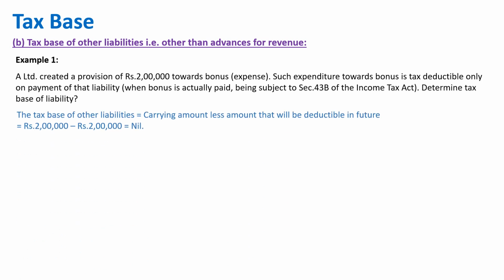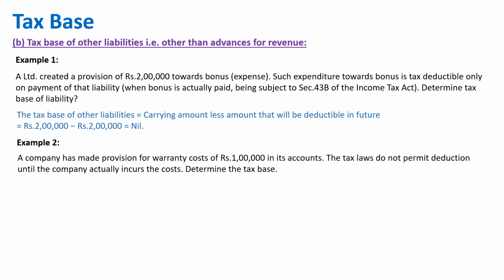The tax base of other liability is carrying amount less amount that will be deductible in future. That is rupees 2 lakh minus 2 lakh equal to nil, because this 2 lakh rupees, whatever liability is reported under the accounting records, will be claimed as deduction from the income. Hence, the tax base is nil.